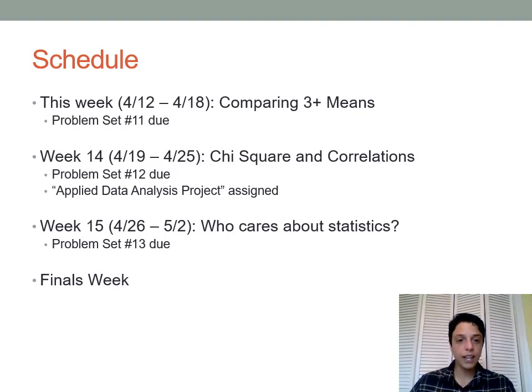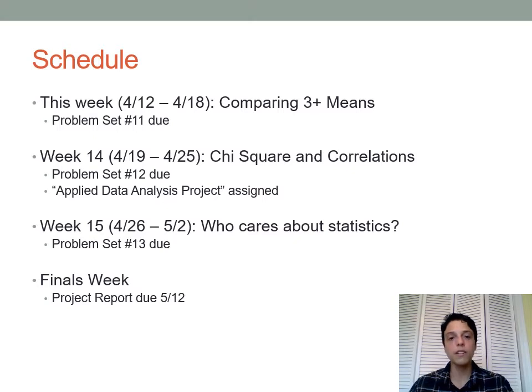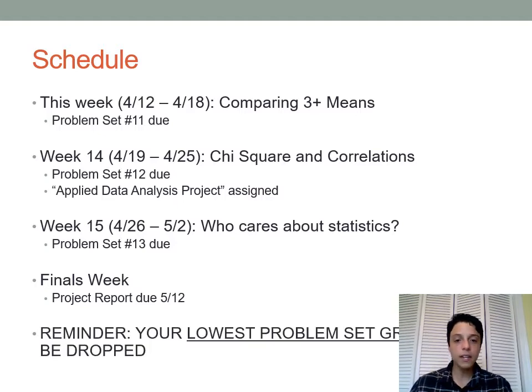And then finally, that'll be our last week of class, week 15. We'll be into finals week. There is no final for this course, so you don't have to sit for a test or anything like that. But during finals week, the short report from that Applied Data Analysis Project will be due. And so that'll be due on May 12th. So you'll have a good amount of time to work on that after it's assigned next week. And then just as a reminder, your lowest problem set grade will be dropped, so just keep that in mind as you look over your grades and as you think about these next couple of weeks.